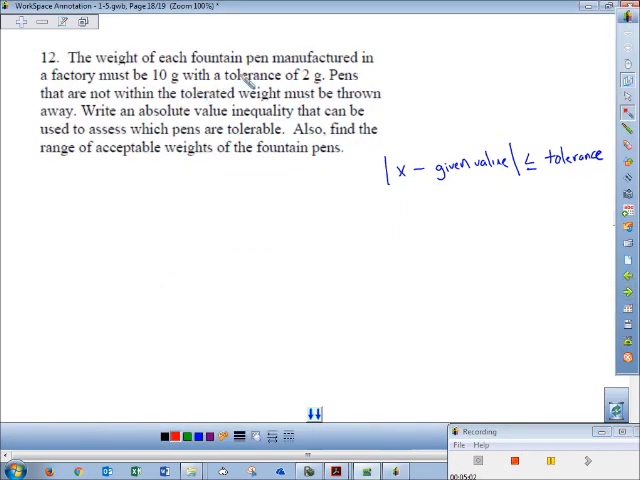The weight of each fountain pen manufactured in a factory must be 10 grams with a tolerance, boom, they tell us a tolerance of 2 grams. Pens that are not within the tolerated weight must be thrown away. So write an absolute value inequality that we can use. First, let's define x. X equals, what's the weight of the pen? Isn't that what they're talking about? So the weight of the pen.